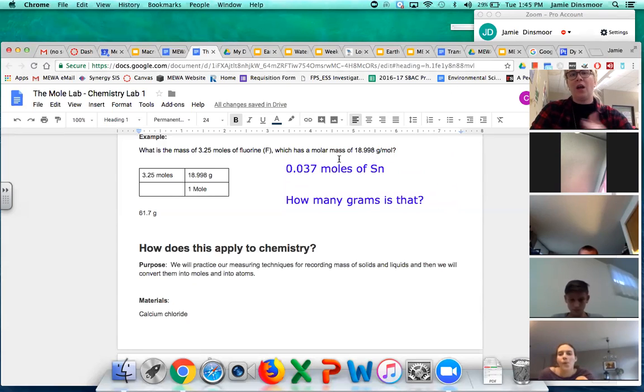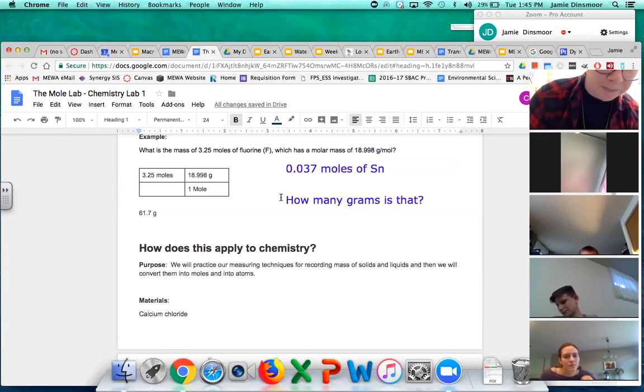Otherwise, see if you can set up a dimensional analysis to figure out how many grams of tin there would be in 0.037 moles, and challenge yourself to pick the correct amount of sig figs.